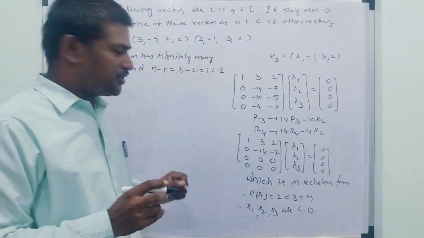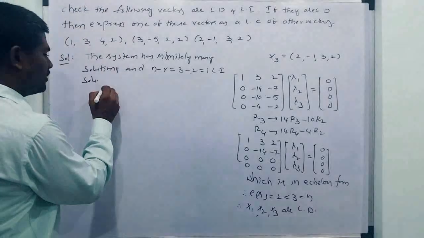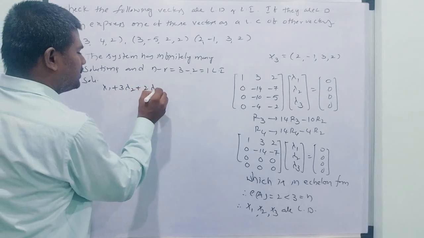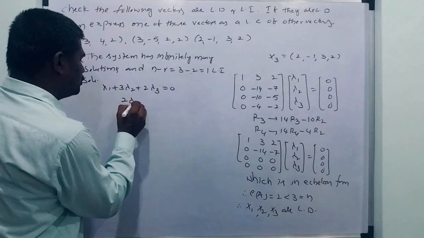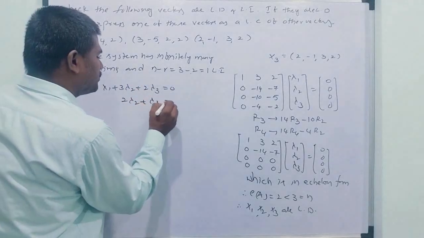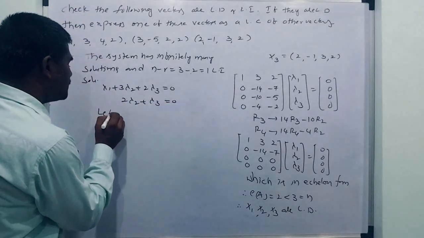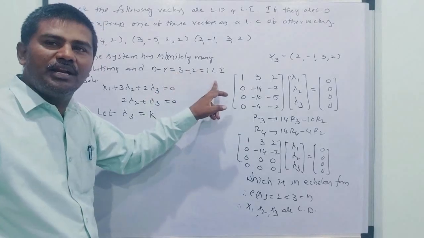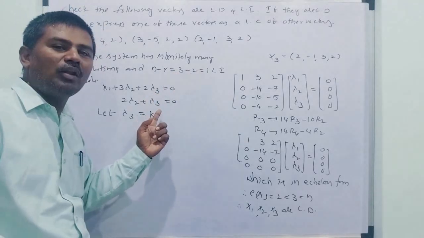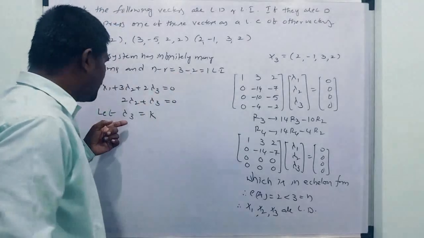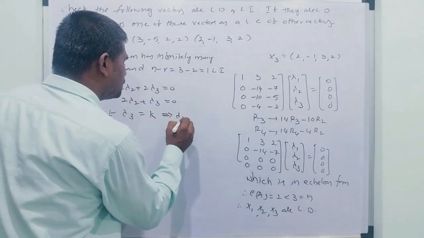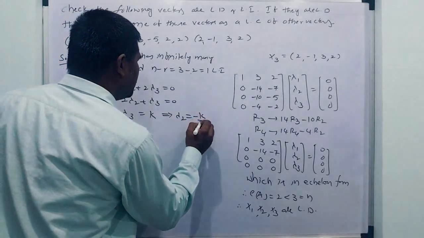To find that solution, let us write the equations, which are lambda 1 plus 3 lambda 2 plus 2 lambda 3 equal to 0, and 2 lambda 2 plus lambda 3 equal to 0. Let lambda 3 be equal to k. Because you have n minus r linearly independent solutions, you have to take one variable as a constant. I am taking lambda 3 as k. That implies lambda 2 is minus k by 2.